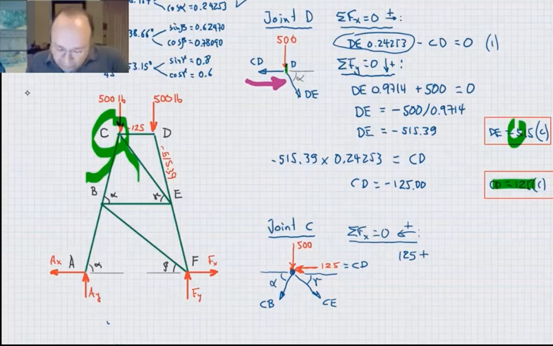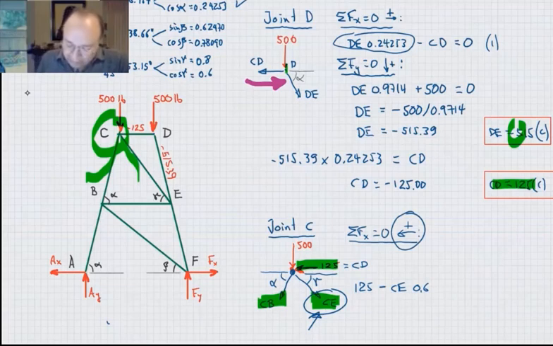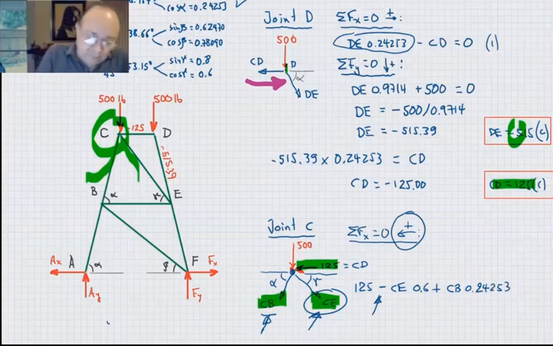Okay, so I have 125 going to the left plus CE cosine gamma. Well, cosine gamma, I know it. Cosine gamma is 0.6. This is in the negative direction. So that one is negative because I chose positive to the left. So this one is negative in my equations, as you see. And then CB is positive because it's going to the left. CB cosine alpha is 0.24253. Okay.